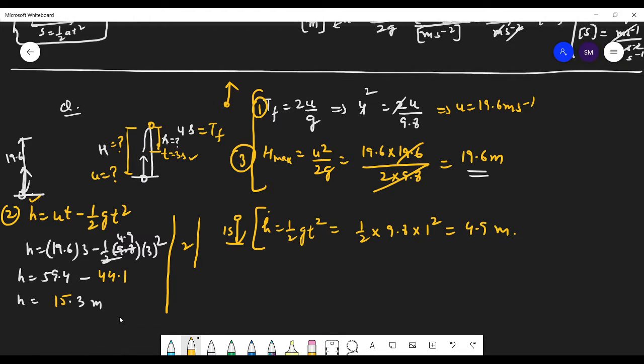$15.3, right? No? Yes, sir. Still it is not working. See, total is 9.6. This is 4.9. We have just calculated. So it is supposed to be 19.6 minus 4.9. So 7 and 14.7 it is supposed to be.